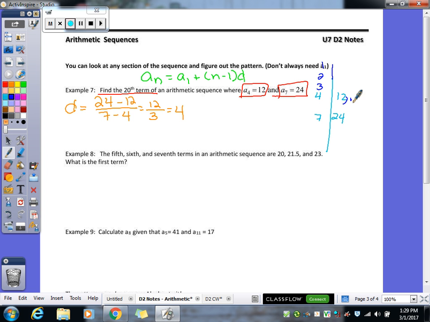So if going down the table is plus 4, what would going up the table be? Minus 4. So our third term would be 8. My second term would be 4. My first term would be 0. So then you could use your first term of 0 and figure it out. If you wanted to go further like we were doing on our last problem and use your mx plus b form, you could go to when x is 0 and get your formula that way.